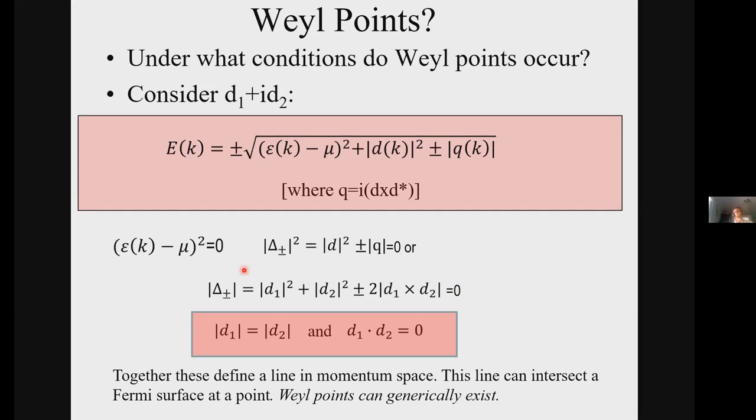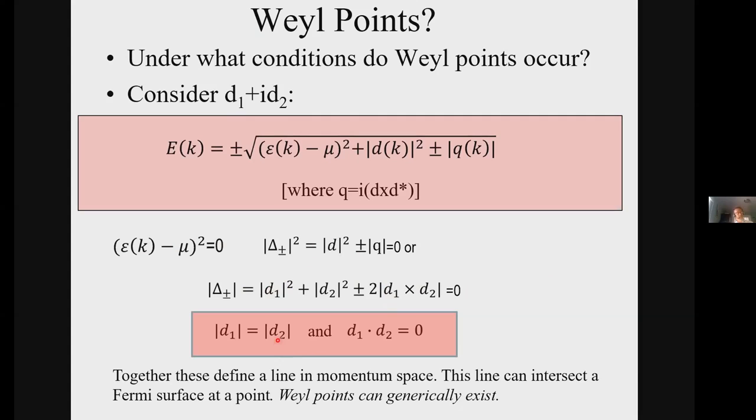So I'm looking for nodes, and I have to set both this equal to 0, and I have to set the gaps equal to 0. So this tells me I sit on the Fermi surface, and now I have to look at the condition in particular that delta minus is 0. And so you can put in this D1 plus iD2 and work out for what kinds of D1 and D2 you get this delta minus equal to 0.